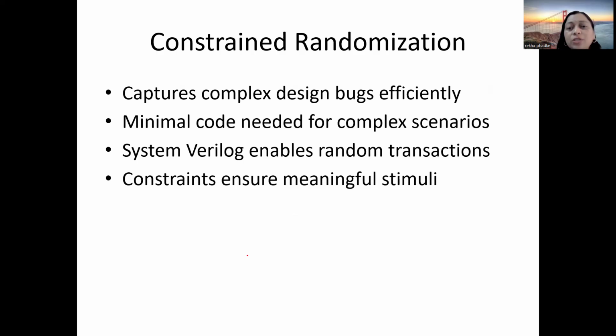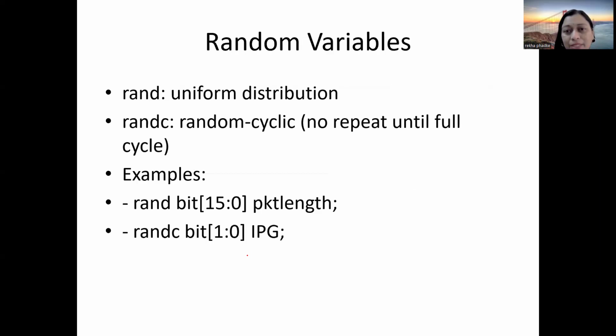It helps us to design efficiently. We can do complex designing efficiently and capture bugs efficiently. Then we can have minimal code needed for complex scenarios. SystemVerilog enables random transactions using this randomization process. And if you constrain your randomization, it also leads to meaningful stimuli. So let's understand all these points with examples.